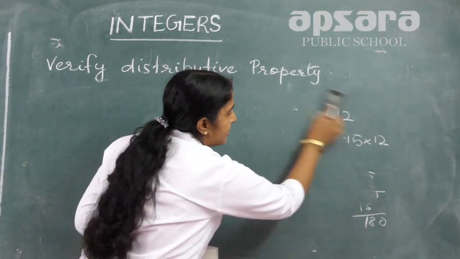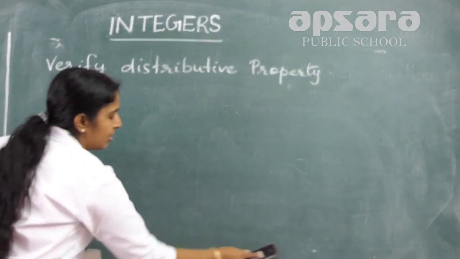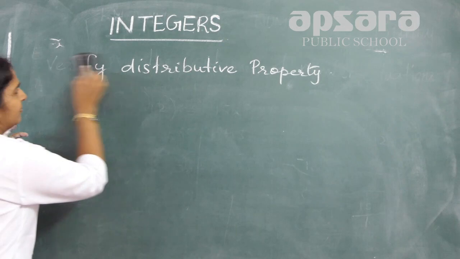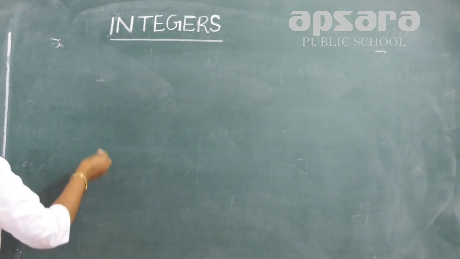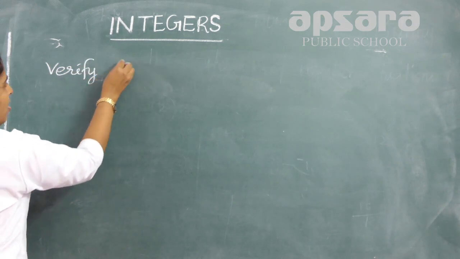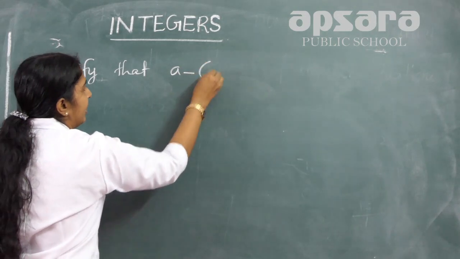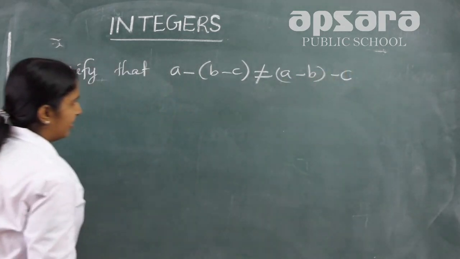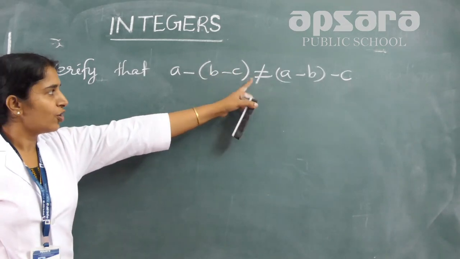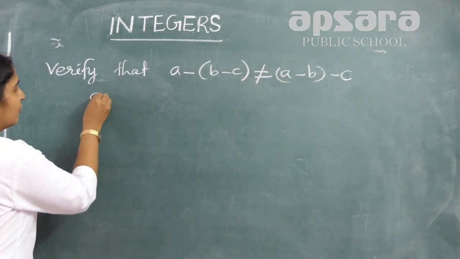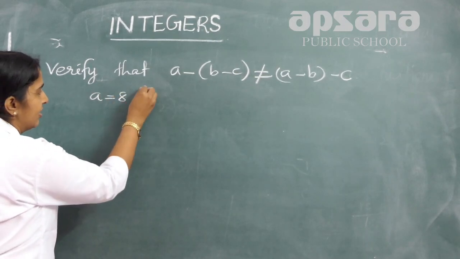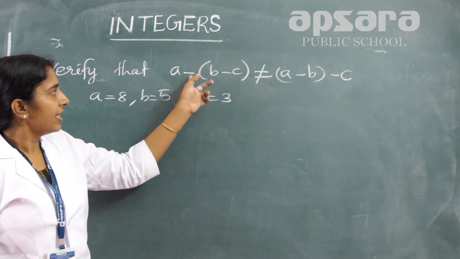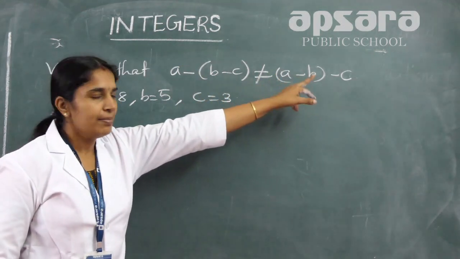Now, already you have studied associative property, commutative property, everything. But still, one more question related to associative property. Okay? You have to verify that a minus b minus c not equal to a minus b minus c. It's a question. Verify that a minus b minus c not equal to a minus b minus c. And values for a, b, c are given. A is equal to 8, b is equal to 5 and c is equal to 3.